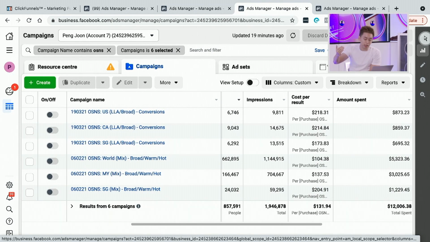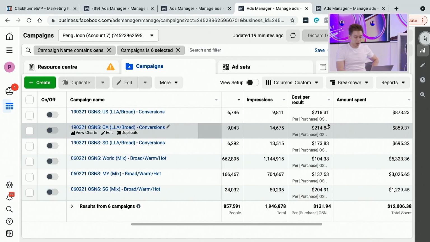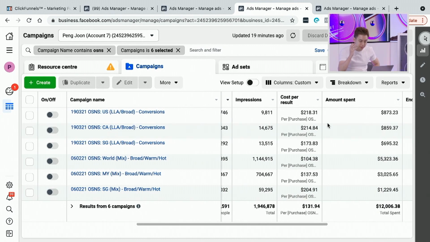You put the dollar in, you get back $2. You want to put in 100, 1,000, but there will be a point in time when it comes to scaling where you're no longer getting the returns you once had at a small budget. So what do you do? Now, let me show you some example case studies of last month.